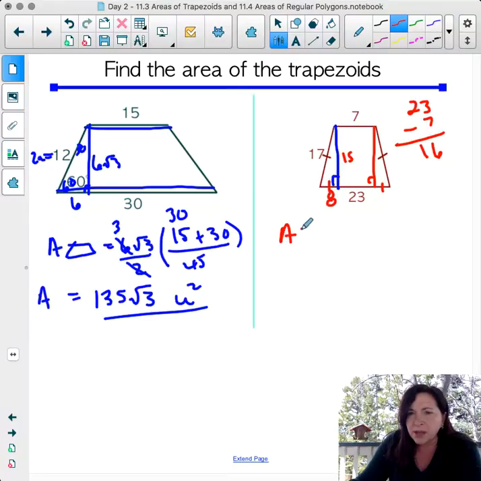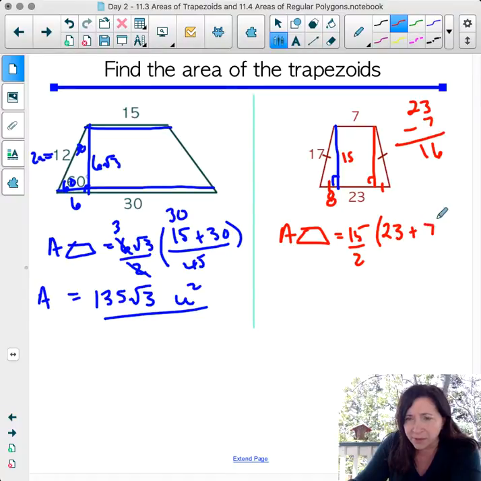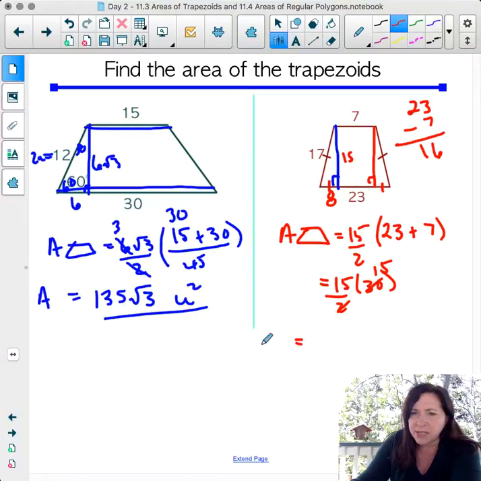So the area of my trapezoid is going to be the height divided by 2. So 15 divided by 2 times the sum of my bases. And the sum of my bases is 23 plus 7. 23 plus 7 is equal to 30. And I'm going to take half of 30, which is 15, and 15 times 15 is 225 units squared.